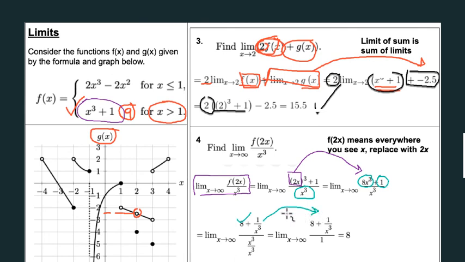Now what happens to this? What is 1 over x cubed as x goes to infinity? That is 0. 1 divided by infinity cubed is 0. So the only thing that's left is 8 divided by 1, and 8 divided by 1 is 8. And we're done. Hopefully that helped.